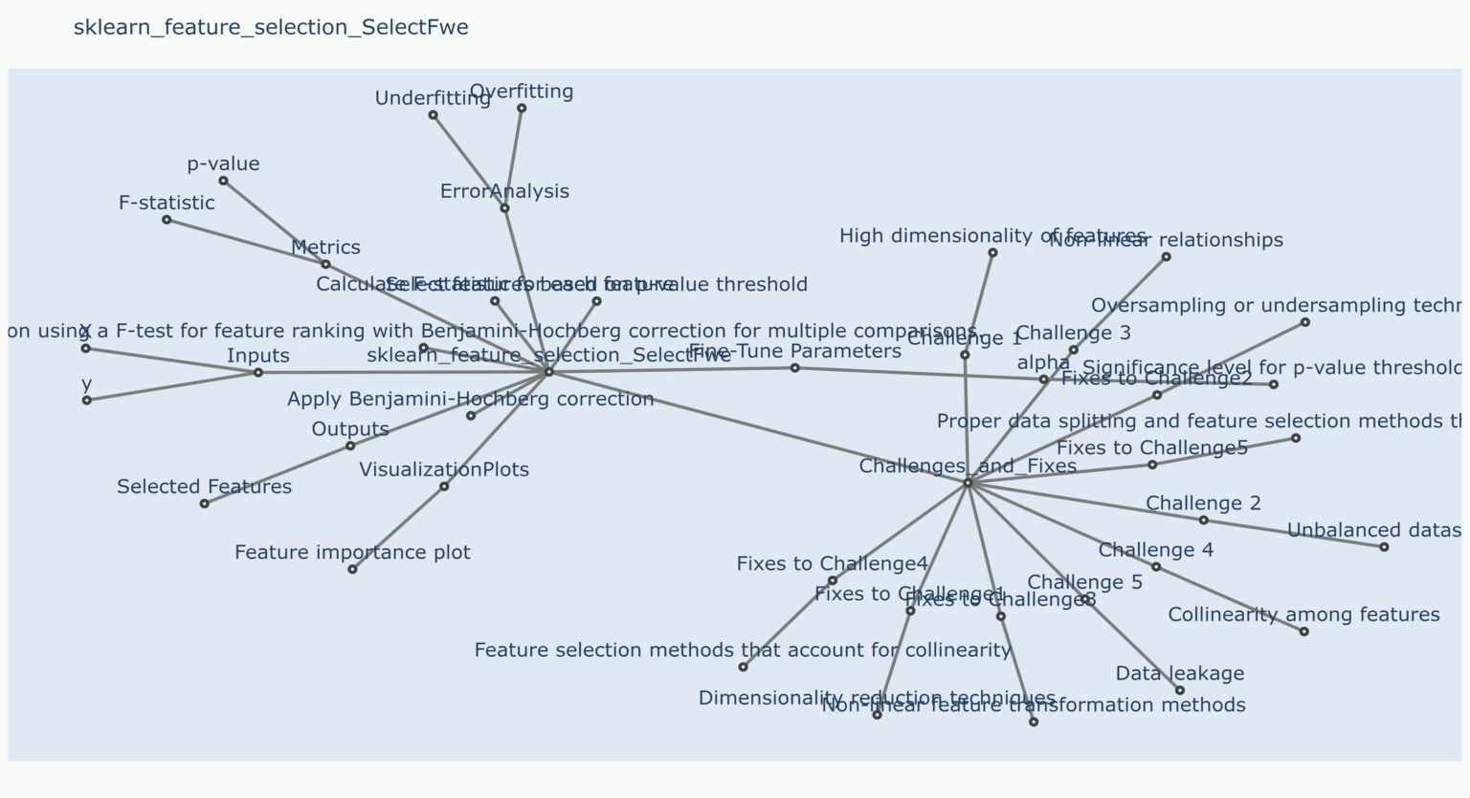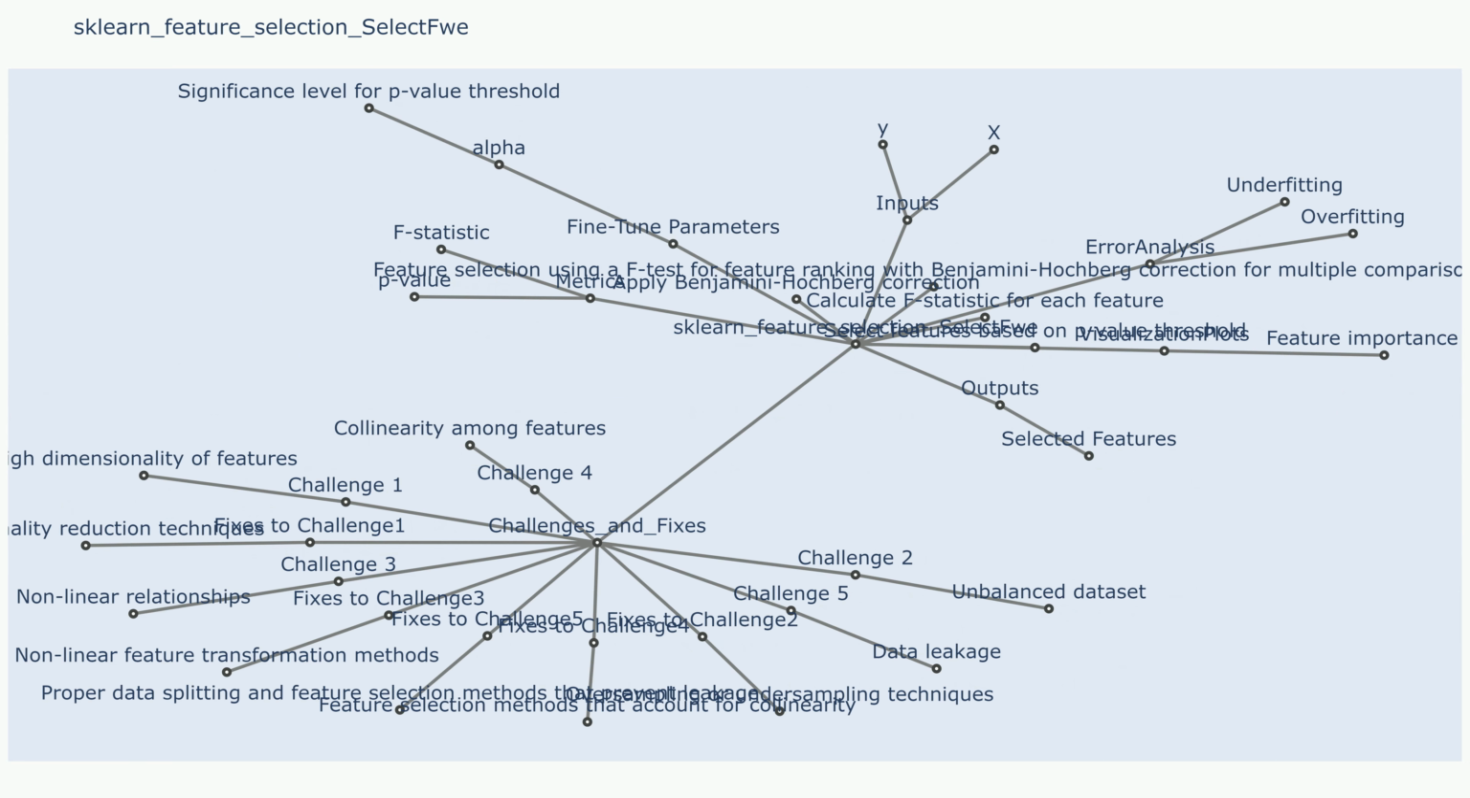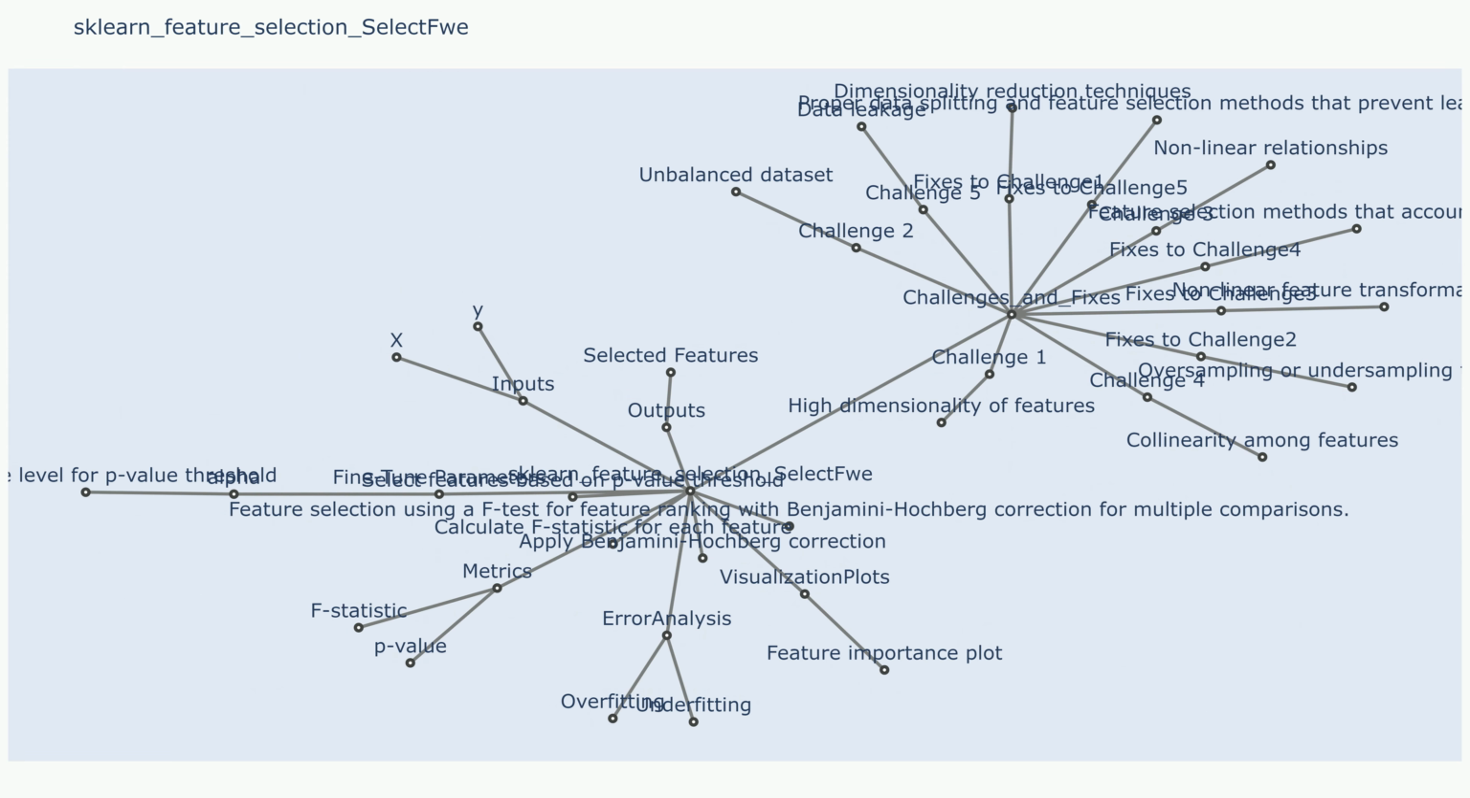Challenge 2: Underfitting due to choosing too few features. Sample use case: using a very high alpha value, e.g., 0.5, for a dataset with a small number of features, selecting too few features to capture the underlying relationships and leading to underfitting. Fixes: decrease the alpha value to increase the number of features selected. Explore using other feature selection methods that are less restrictive, such as SelectKBest or recursive feature elimination. Consider adding more features to the dataset.